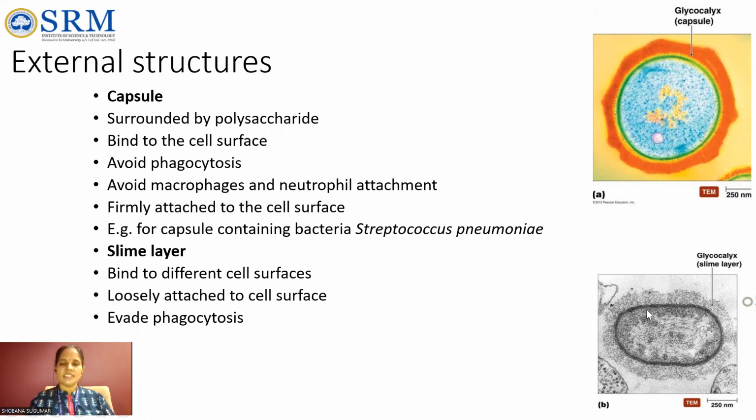The next one is the slime layer. This is similar to the capsule, but it is loosely attached to the cell surface. It also binds to different cell surfaces and evades phagocytosis.